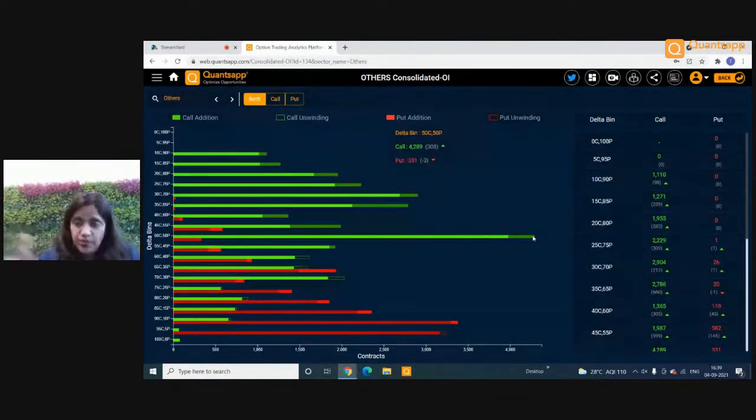So we know where to look out for, which sector is the sector theme for the day, and then we can see which are the stocks contributing towards it and go further into it. So this is all from the consolidated OI thing. So I open the floor for Q&A.